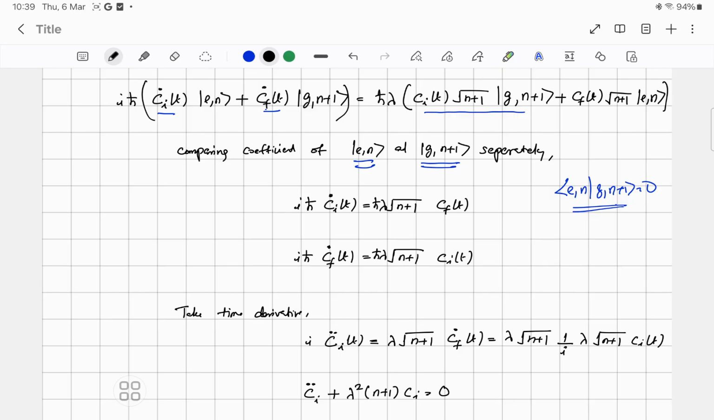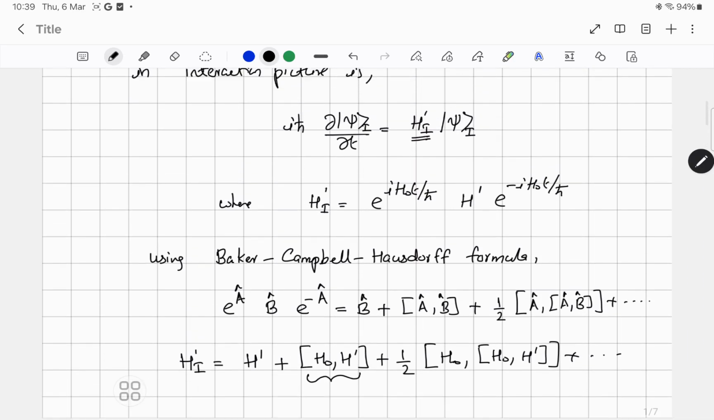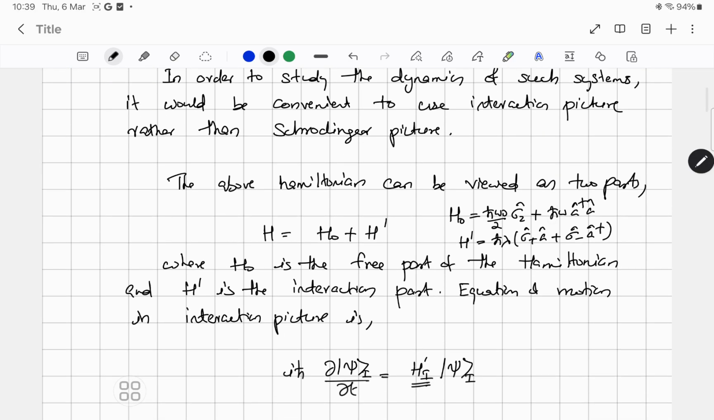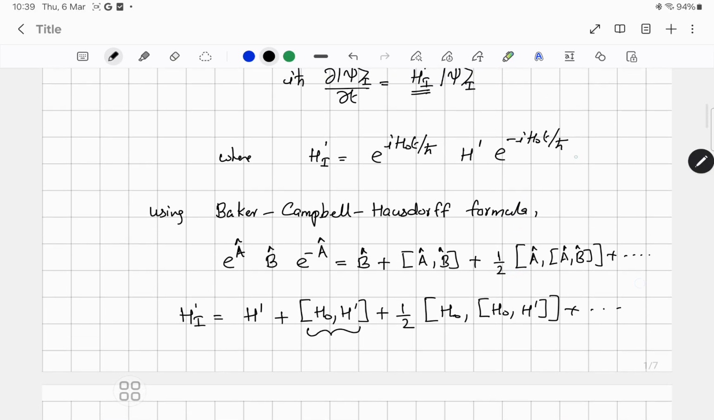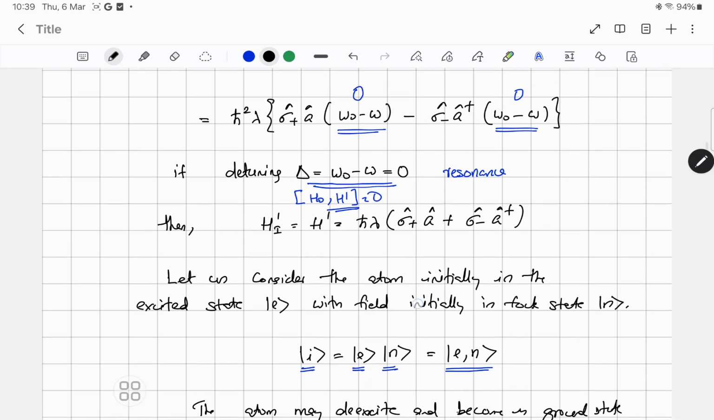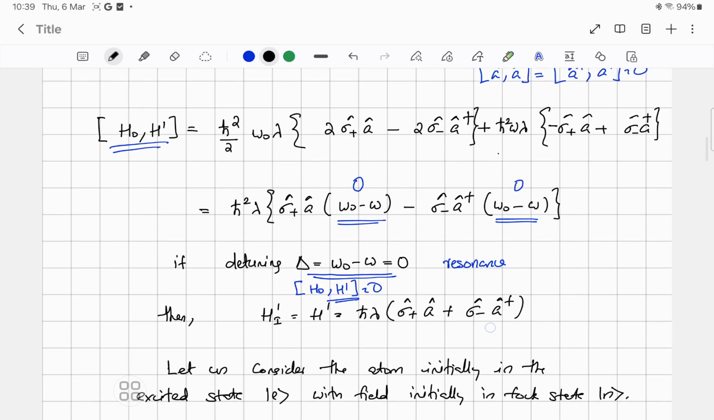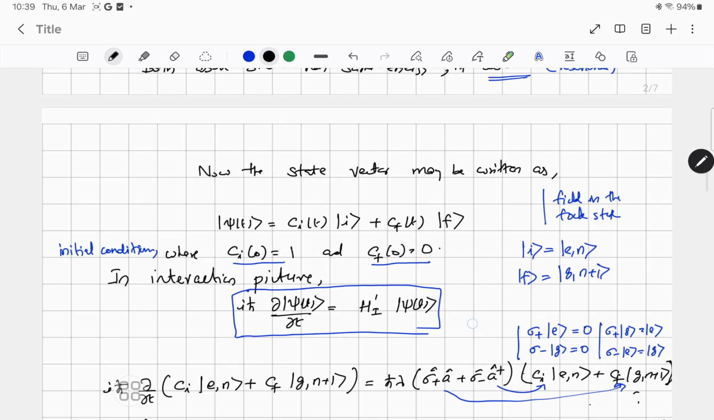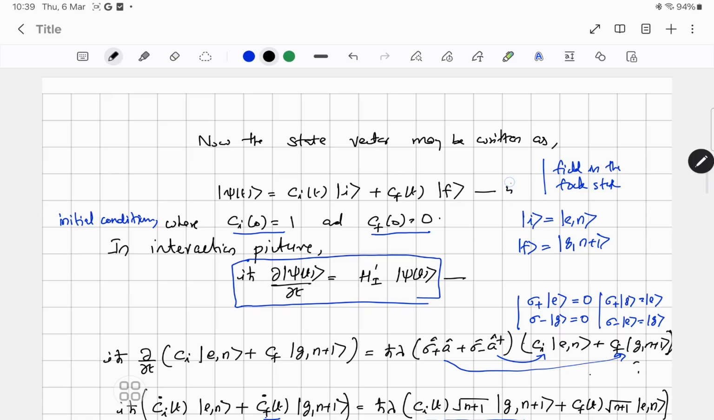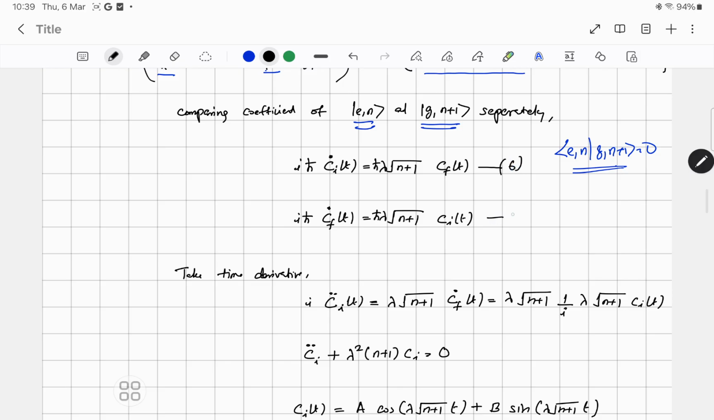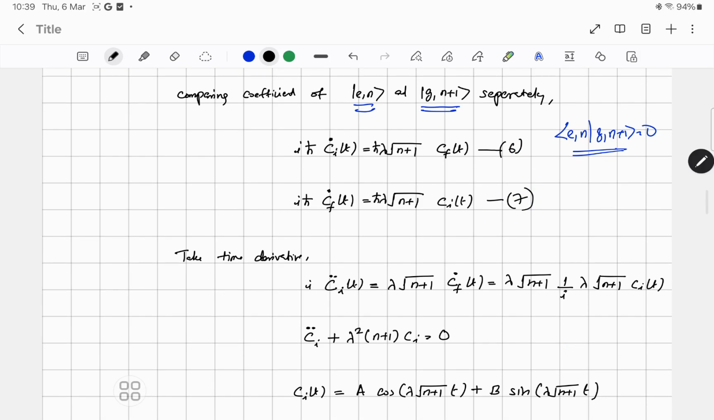So what we have to do is, let us suppose this is some equation. There are many equations we have already written, so I have to keep some numbering. Let us start with, this is equation number 1, this can be equation number 2, and H prime, this can be equation number 3, and equation number 4, equation number 5, and so this can be equation number 6 and 7. Just take the time derivative of equation number 6.